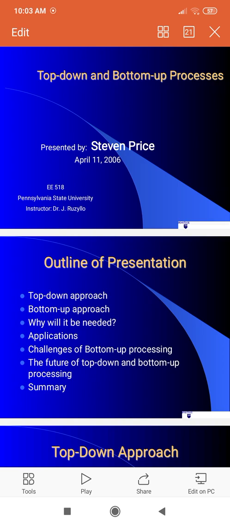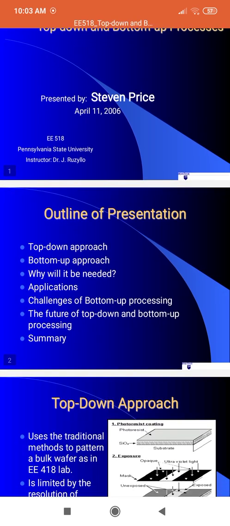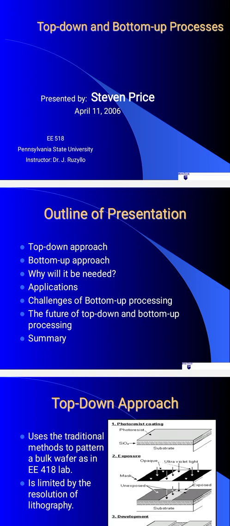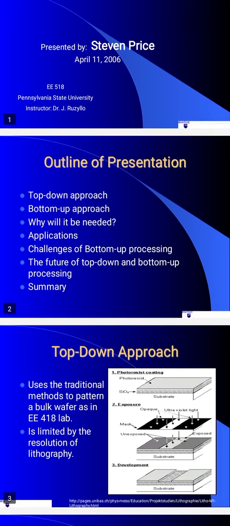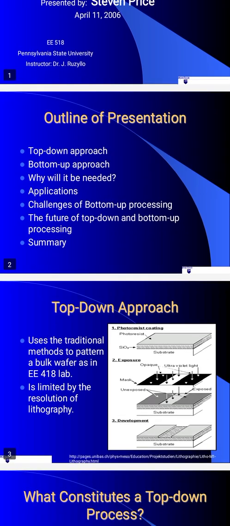In the top-down approach, we have one more main technique, which is lithography. So we have already said about photolithography. And now next I will be speaking about the bottom-up approach. After that we will have its application and what is the advantage of the bottom-up approach over the top-down. Then the challenges of bottom-up processing, also the future of top-down and bottom-up processing.